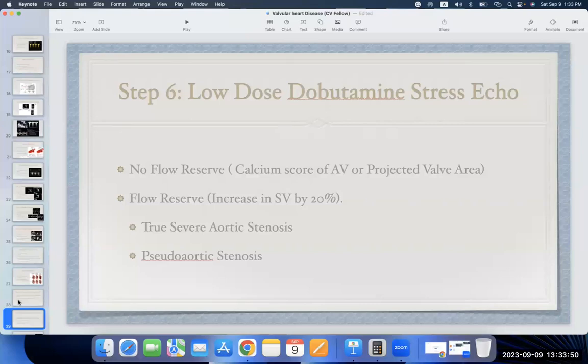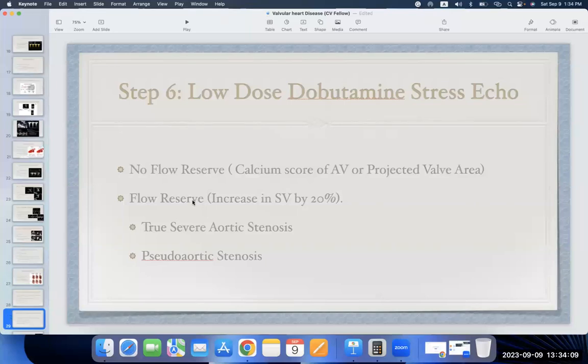So for no flow reserve, you can calculate the projected valve area. We'll show you how to calculate the projected valve area, or you can do the calcium score for the aortic valve to see if the patient has significant aortic stenosis. Usually those patients have a poor clinical outcome.